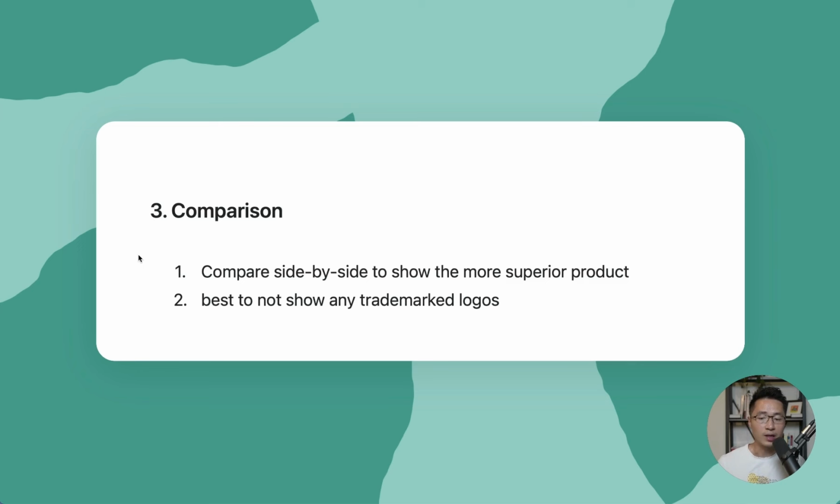So the next style of video that you could create is a comparison video. This is when you compare side by side to show the more superior product. And when you do this, it is best not to show any trademarked logos, because when you show any trademarked logo, you risk getting a violation. So you definitely don't want to do that. Let me show you an example.